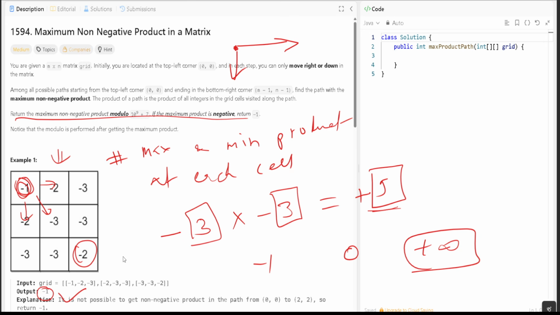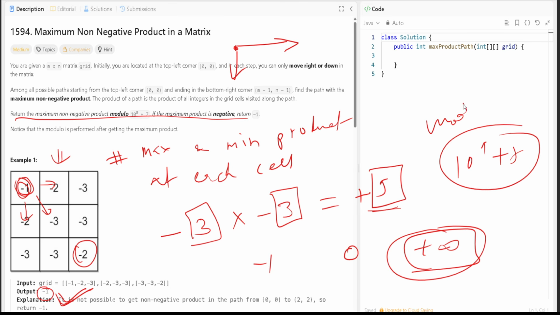And if no non-negative exists, just return the -1 we have to return. Also, if any positive value comes, you have to take mod of 10 to the power 9 plus 7 as a mod value, so it will not go beyond the answer, okay, as a product.